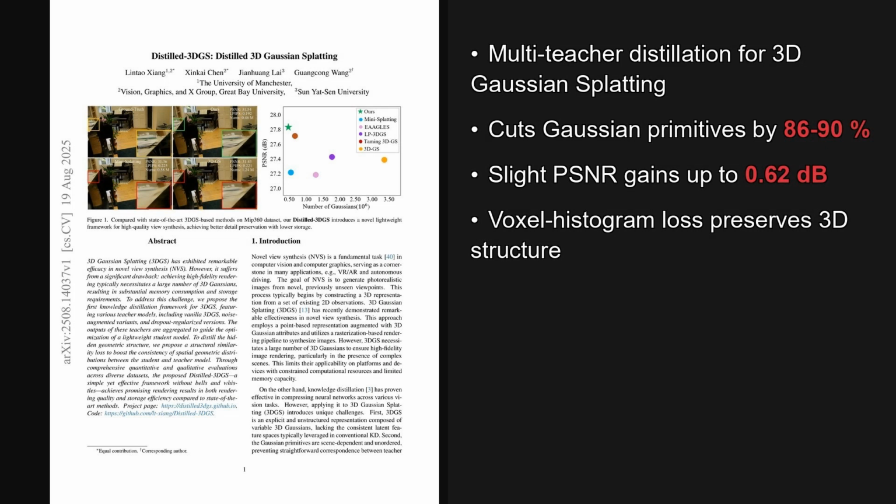Continuing from the grid analysis, the story is clear. The multi-teacher distillation, plus the voxel histogram loss, preserves structure while cutting Gaussian counts by roughly 86 to 90%, and quality even ticks up. A voxel histogram is a 3D grid of occupancy counts that captures shape statistics.